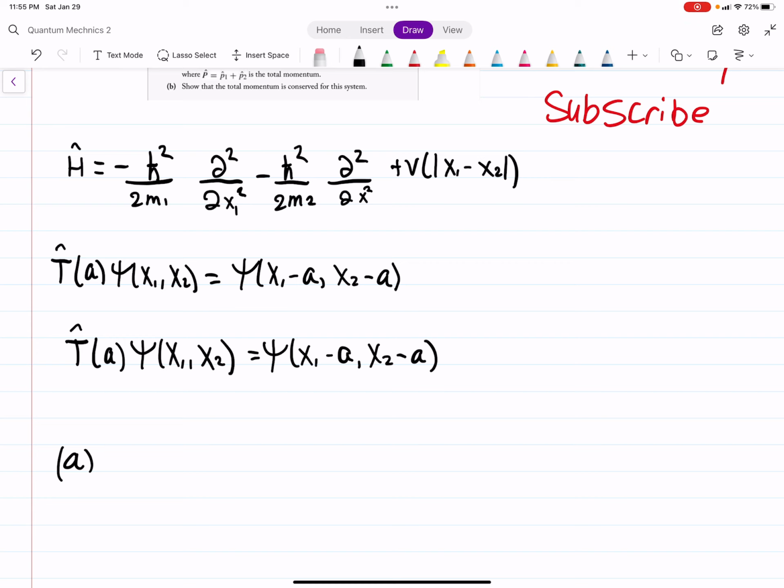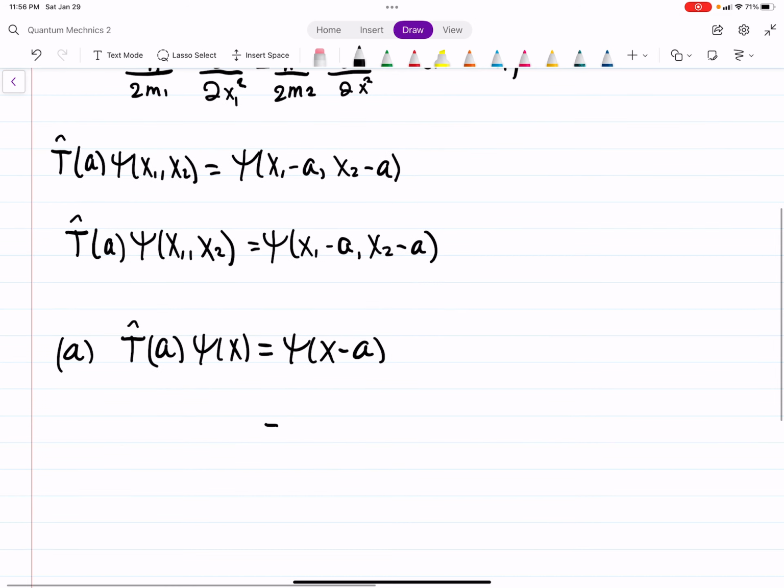So before we tackle the two particles, I think it's important to talk a little bit about what happens if you had just one particle, because it's essentially the same idea. What we basically have here is a translation operator acting on a wave function. This is essentially the definition of the translation operator. You can actually write this as a Taylor series.